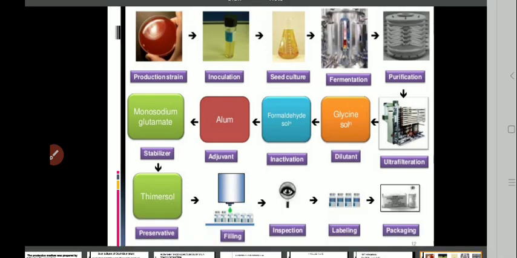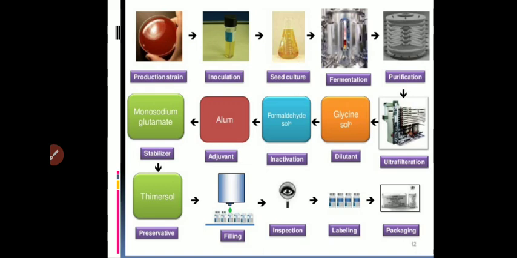After the production of toxin, our next process is the removal of this product. After removal, we go for the purification. This purification process is carried out with the help of ultrafiltration. Using ultrafiltration, we remove all the cell debris and the medium components and only pure toxoid or the toxin is removed, after which it is diluted with the help of glycine solution. After the addition of glycine solution, as we know, our next step was detoxification or inactivation of the toxin. It is carried out with the help of formaldehyde solution.